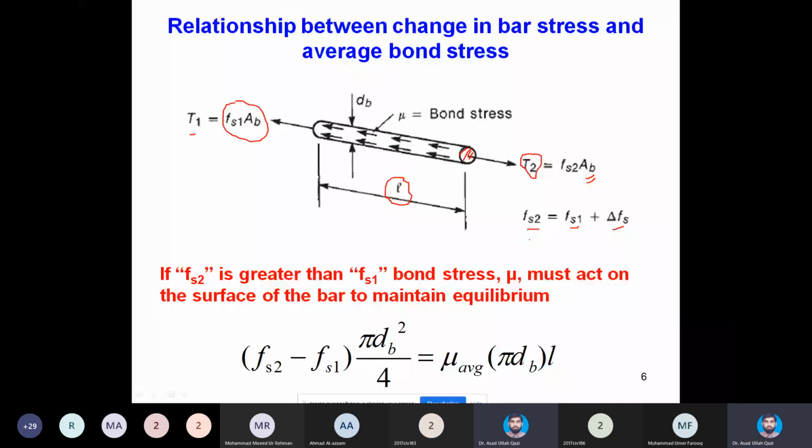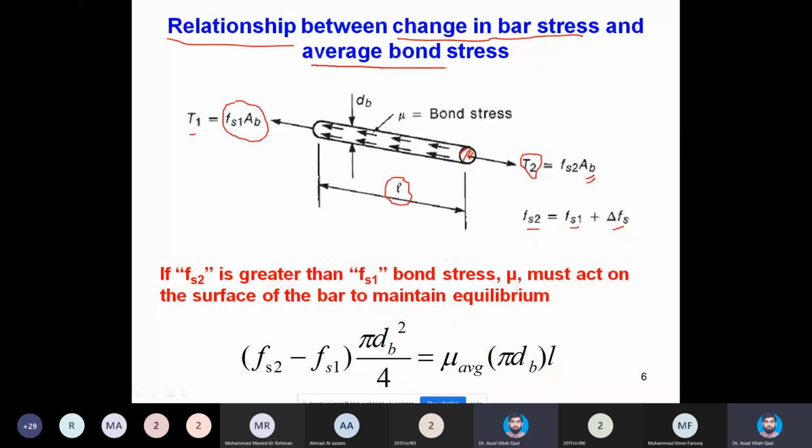And look at the free body diagram, that T2 is greater than T1. So net there will be delta T, and against that pull, the resistance is offered by bond stresses, which are present at the contact area between steel and concrete. So we are actually trying to develop a relationship between bar stress, keep in mind change in bar stress, delta F, and average bond stress.